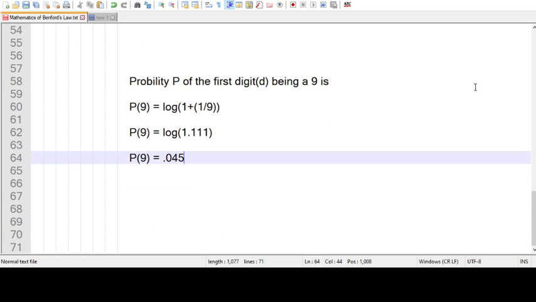Now this goes out all the way to the probability of the digit 9 being the first digit. And you can see here that the probability of the first digit being a 9 is equal to the logarithm of 1 plus 1 over 9. So this number here is getting smaller and smaller. Now it's the logarithm of 1.111, which is equal to 0.045. So the probability of that first digit being a 9 is equal to 0.045.